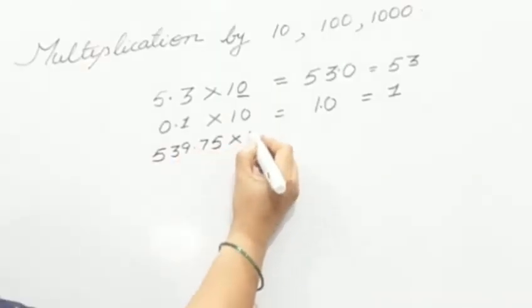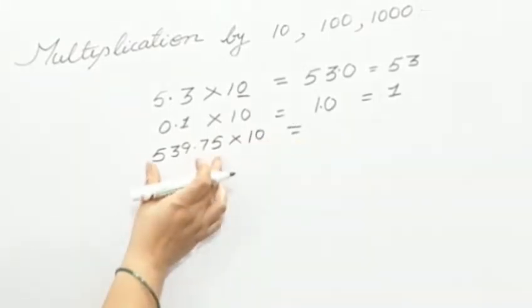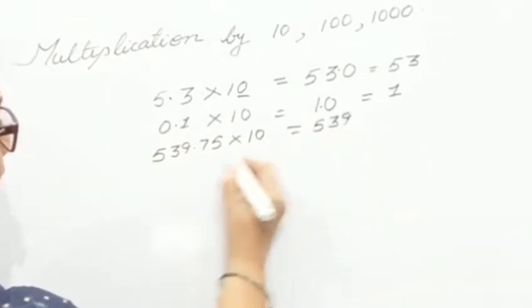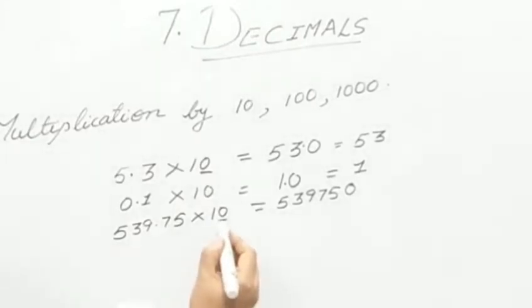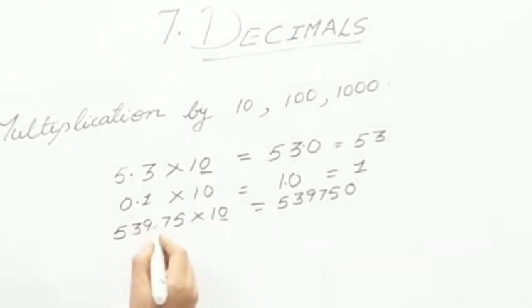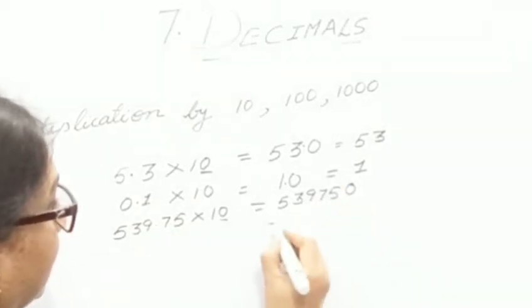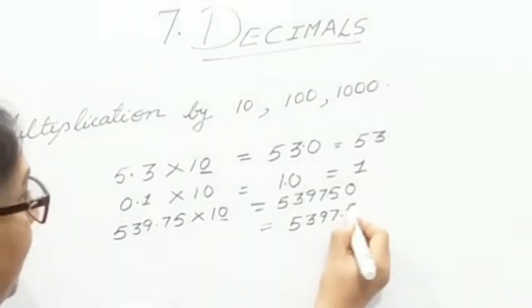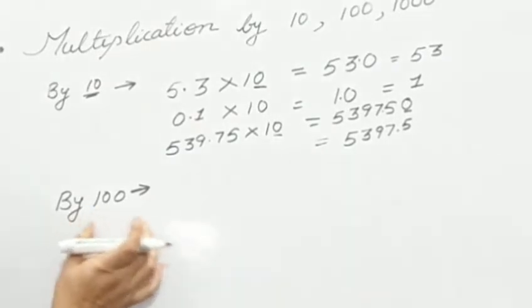539.75 into 10. First write the whole number, as you simply multiply by 10, it becomes 539,750. Now according to the zero in the multiplier, here one 0, so the decimal will shift one place to the right. So it becomes 5397.5. Now let's try to understand the multiplication by 100.